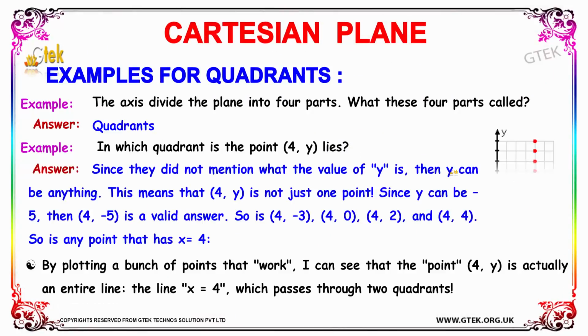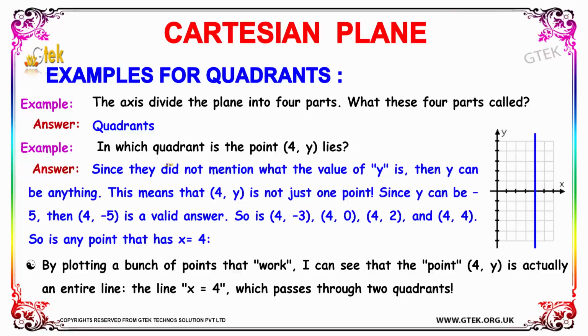Let us see some examples in terms of quadrants. The axes divide the plane into 4 parts. What are these 4 parts called? It's simple, right? The answer is quadrants. Let's see the next question. It's a kind of example which we have.